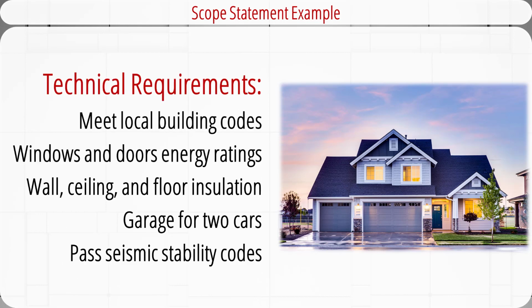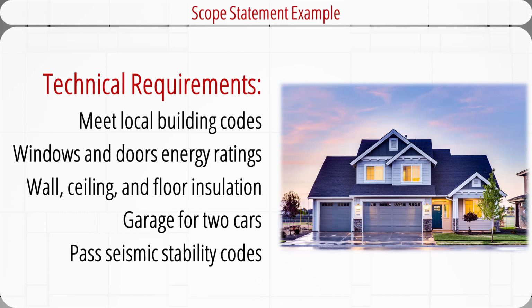Building the house needs to meet many technical requirements. Here I just list some of them. For example, the home must meet local building codes. All windows and doors must pass the National Fenestration Rating Council Class 40 energy ratings. Exterior wall insulation must meet an R factor of 21. Ceiling insulation must meet an R factor of 38.